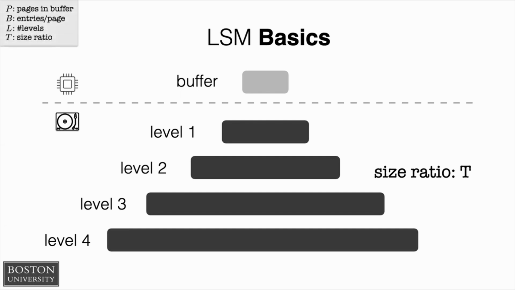We'll also use a few more symbols, not a lot today. P stands for pages in the memory buffer, B stands for entries per page, and L stands for the number of levels that the LSM tree has. Note that L is also related to the total key-value entries in our system, with a logarithmic relationship with respect to T.